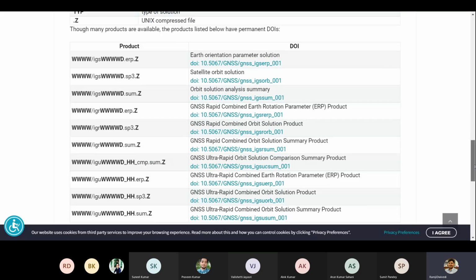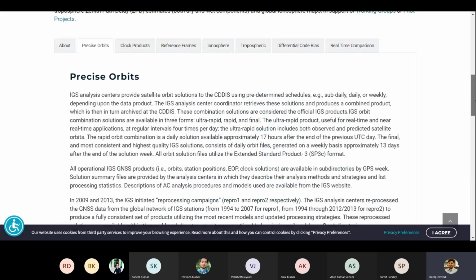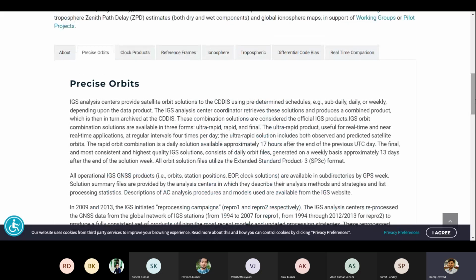Now you must have questions, sir. How are we using these files? When you are working on a very specific project which requires the highest possible accuracy or the highest possible precision, then you use this kind of products.